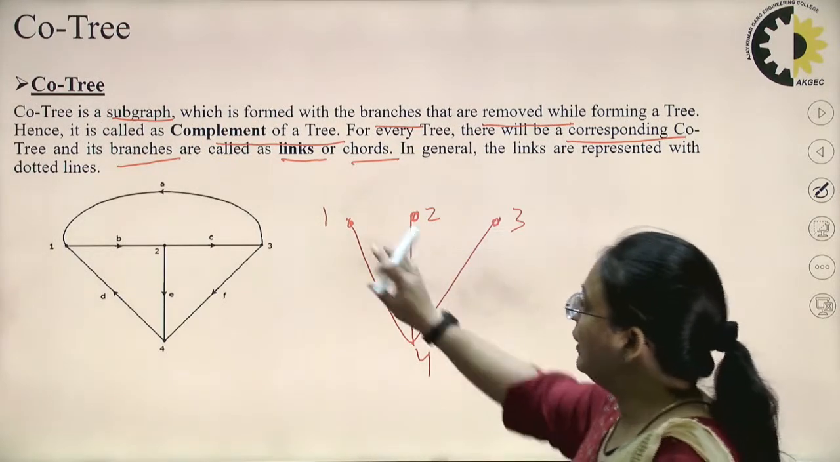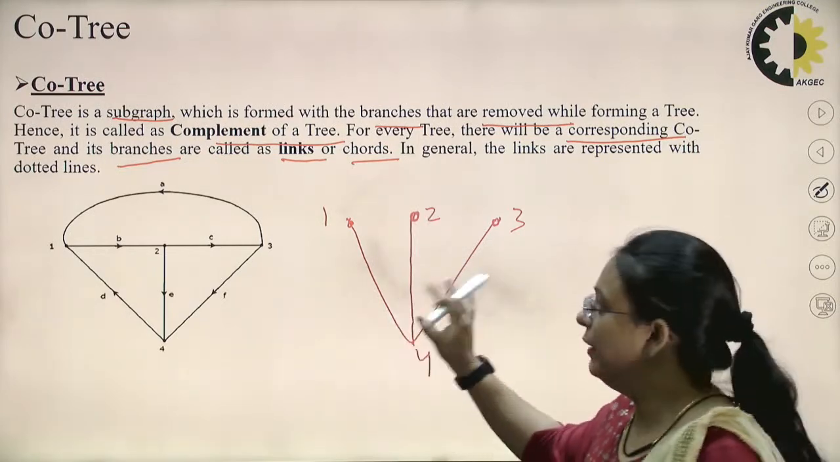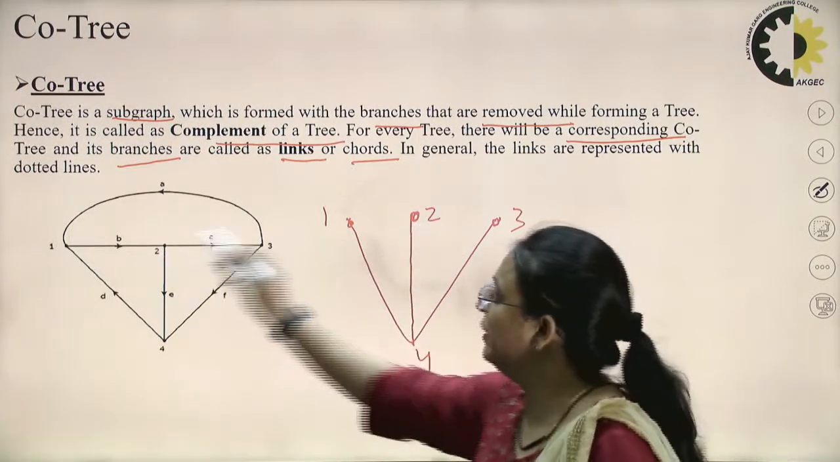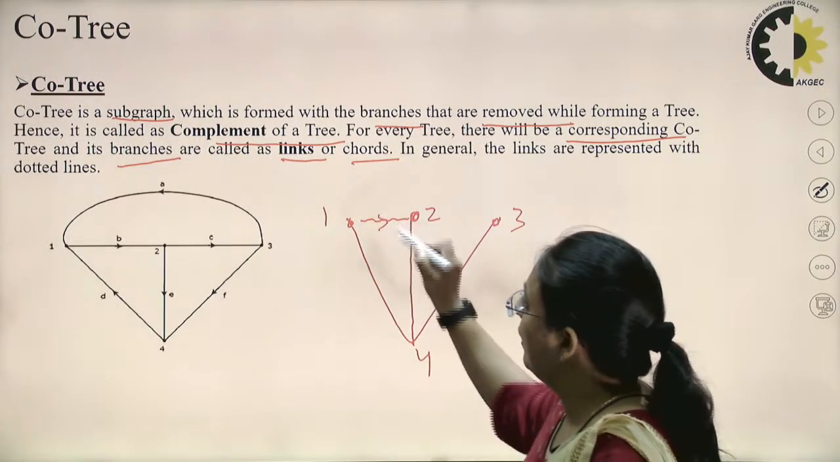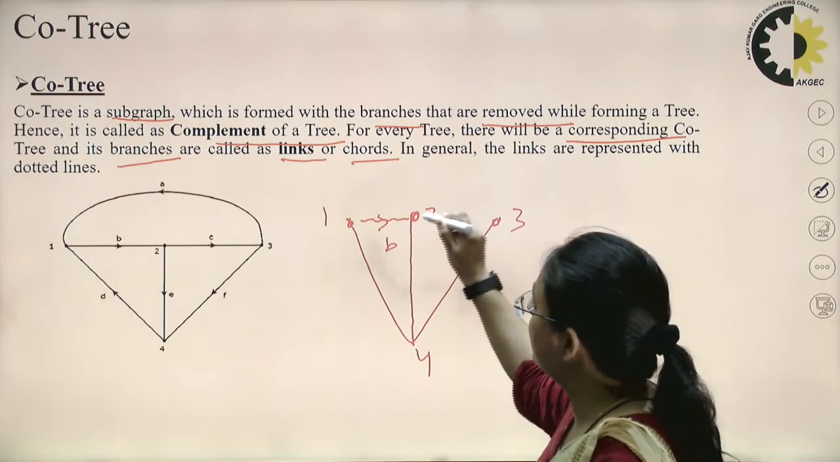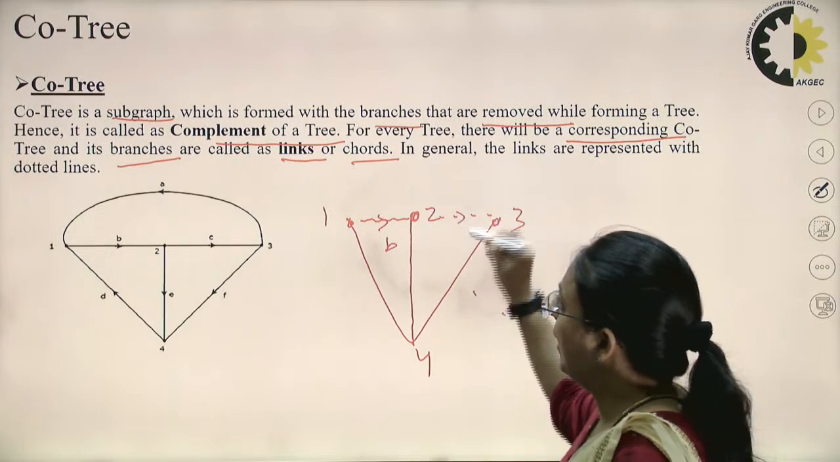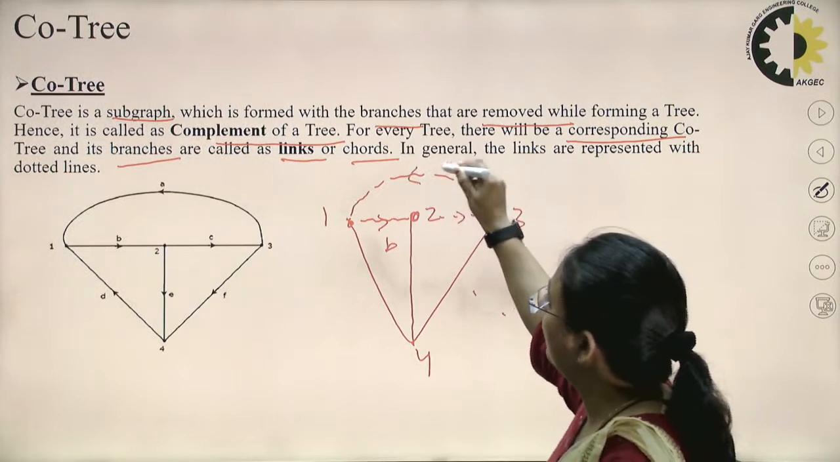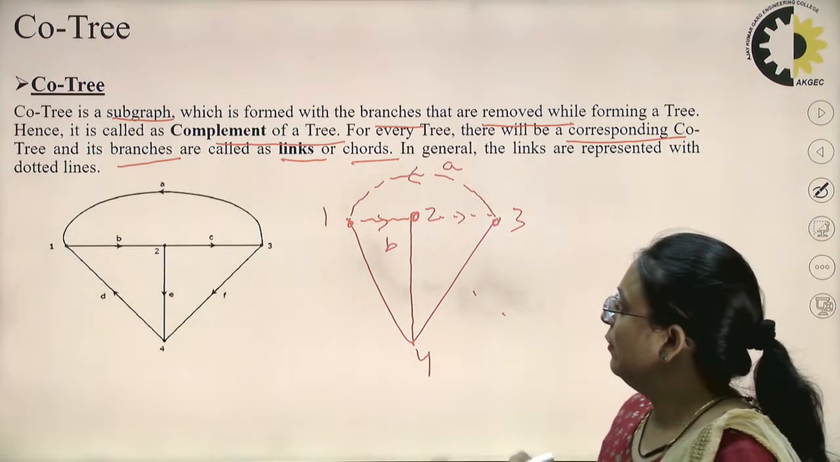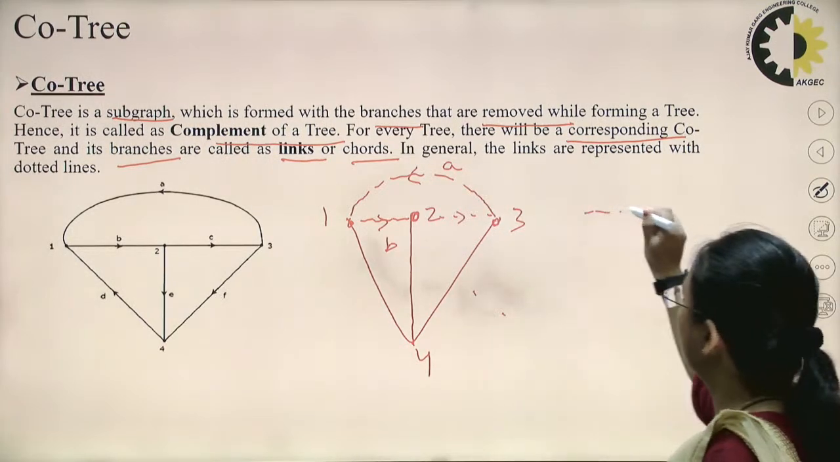And now what has this become? This is a tree. Now the left out branches, that is branch C, branch B, and branch A, are forming a co-tree here. Okay, so I can also show this separately here.